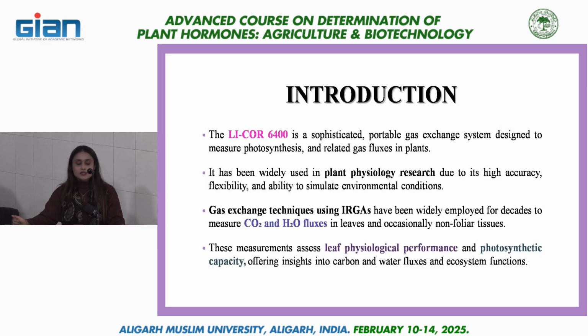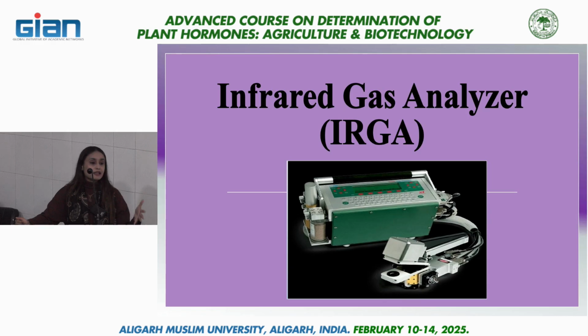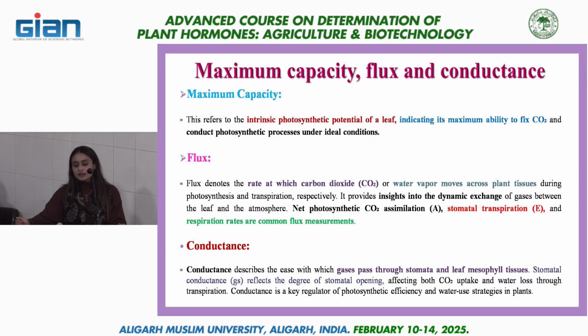What is flux? Flux denotes the rate at which carbon dioxide or water vapor moves in plant tissues during photosynthesis and transpiration respectively. It provides insight into the dynamic exchange of gases between the leaf and atmosphere. This is the major principle, that it basically helps in measuring the exchange of gases between leaf and atmosphere. Net photosynthetic carbon dioxide assimilation, stomatal transpiration, and respiration rates are common fluxes which can be measured.